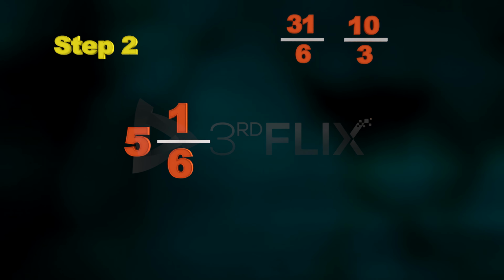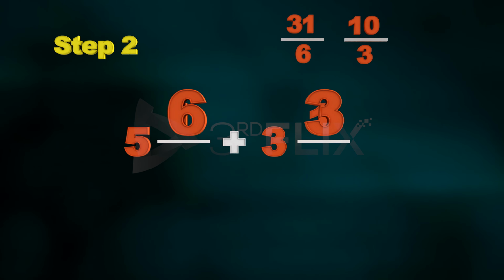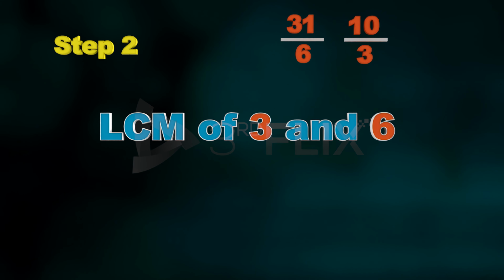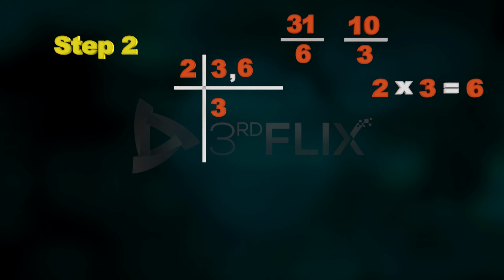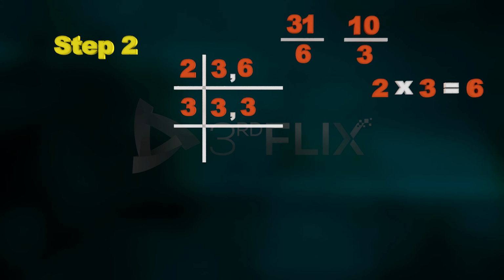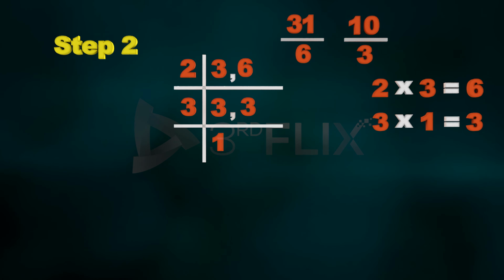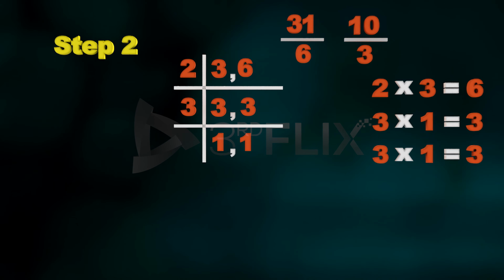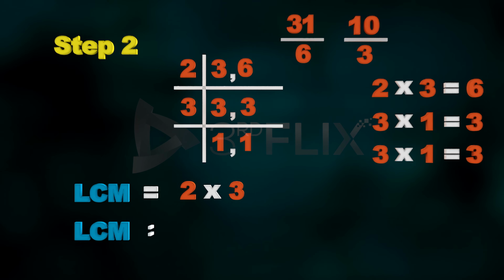Step 2. Add the fractions after finding the LCM of denominators and changing them to like fractions. LCM of 3 and 6. 2 into 3 is equal to 6. 3 into 1 is equal to 3. 3 into 1 is equal to 3. LCM is equal to 2 into 3. LCM is equal to 6.